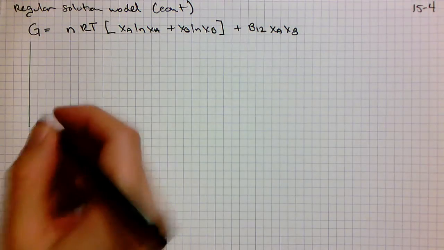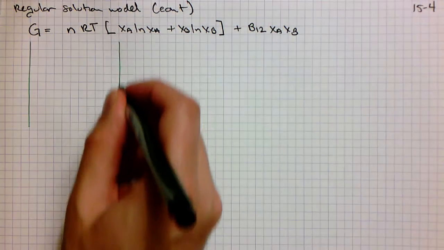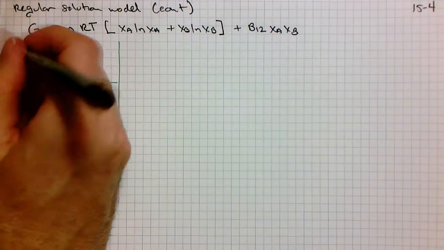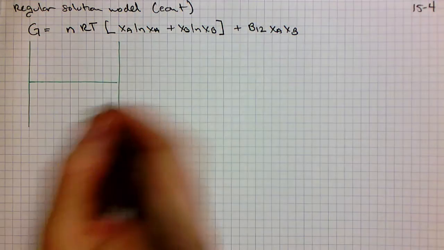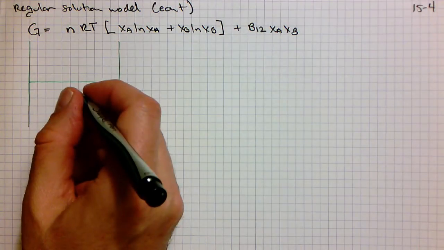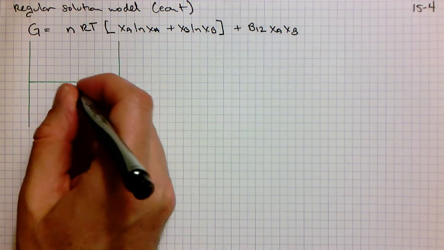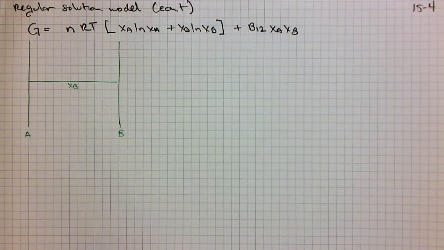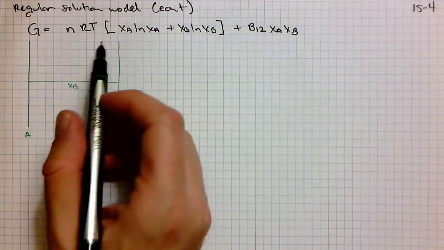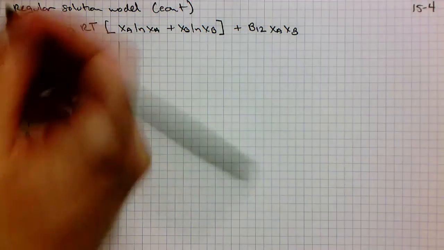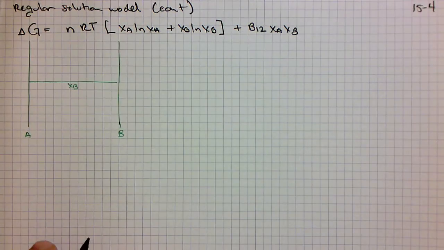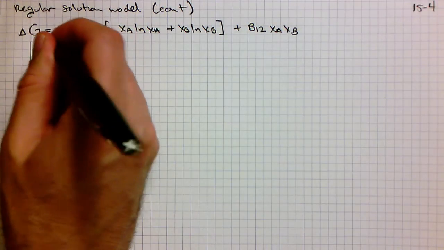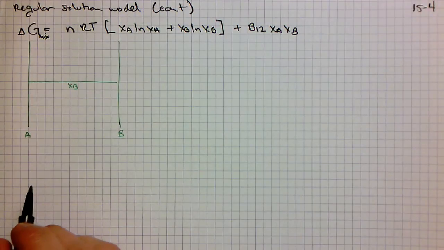So I'm going to draw some axes here. Here we're just plotting energy, or contributions to this free energy, as a function of xb. So let's say this is xb. This is pure A over here, pure B over here. So there are two contributions to this. This is probably better written as delta G, the delta G of mixing. So there are two contributions to the delta G of mixing.